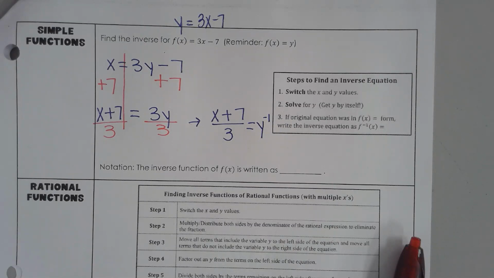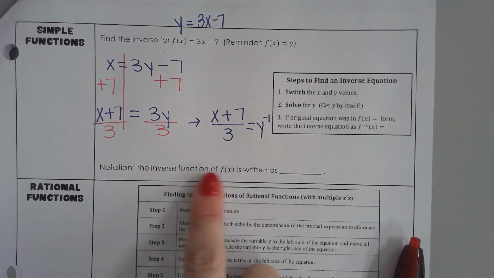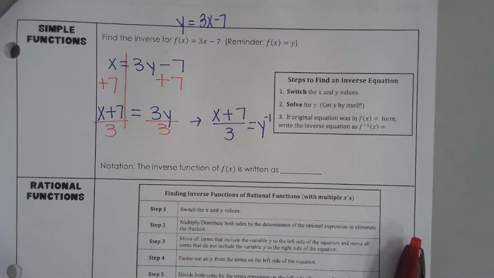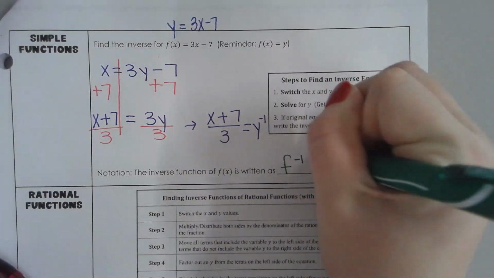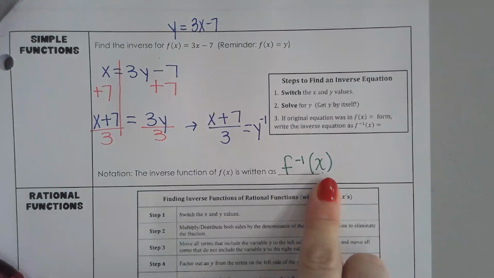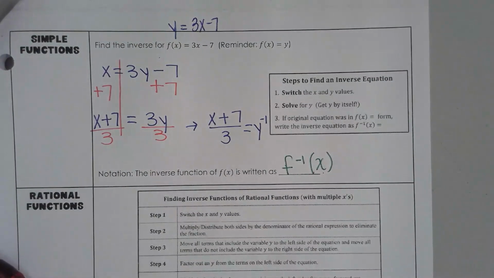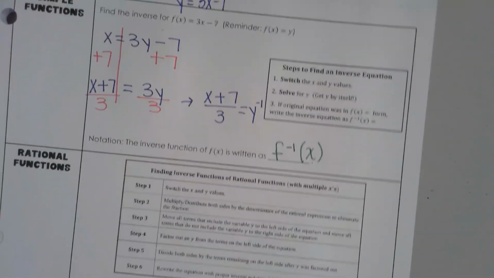So for the inverse of 3x - 7, if I made a table of several points for 3x - 7, and then a table of points for (x + 7)/3, your x's and y's should be flipped. Notation-wise, if we have f(x) and we find the inverse of that, we write it as f inverse of x. The -1 doesn't go at the very end. It goes right after the f.